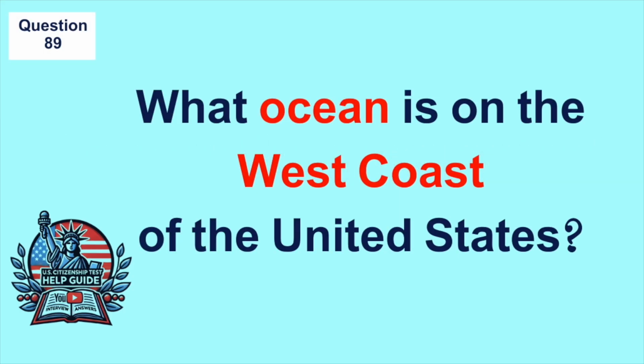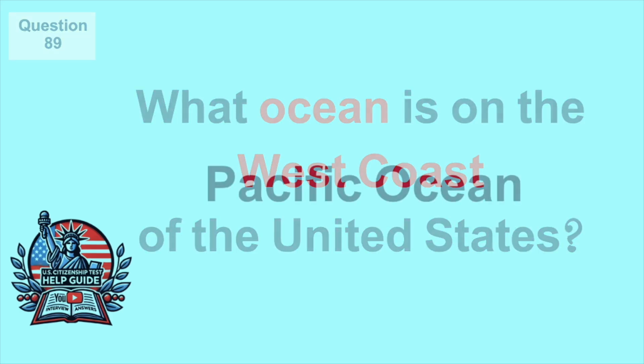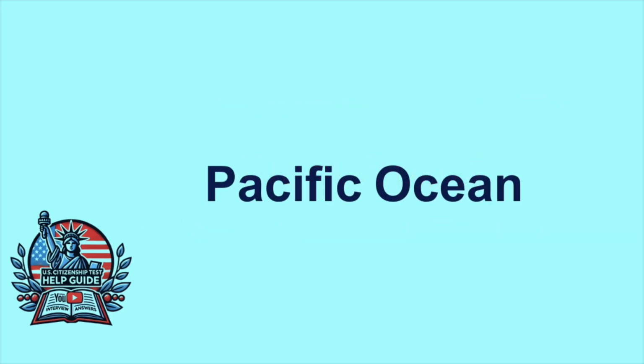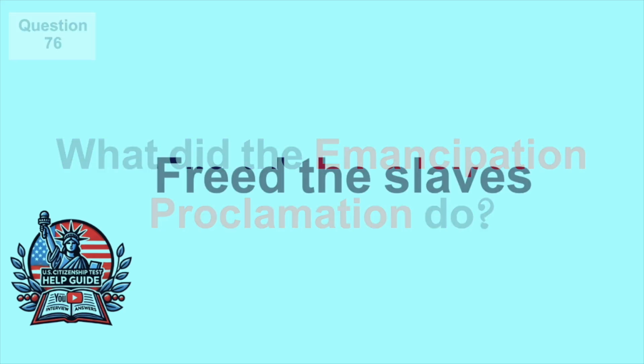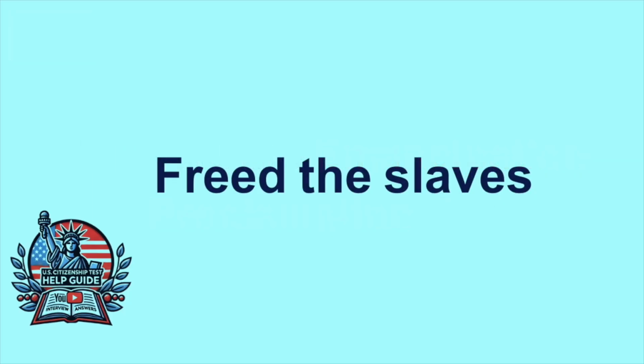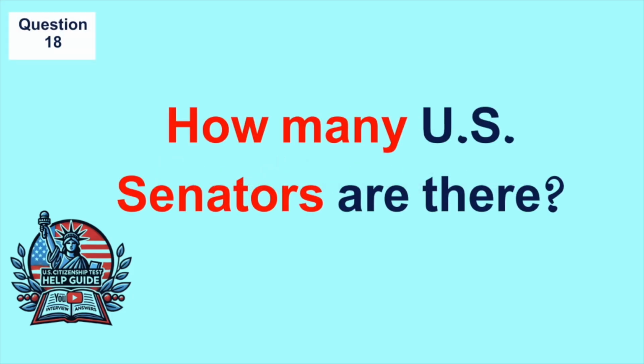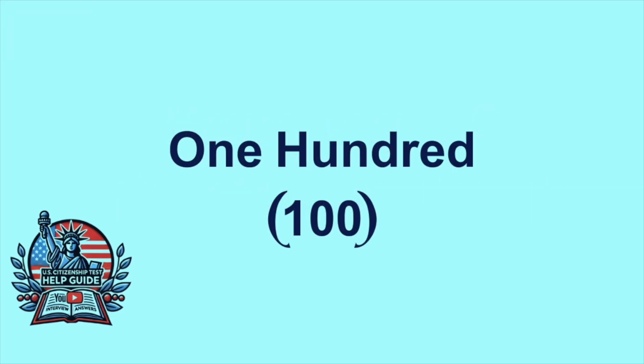What ocean is on the west coast of the United States? Pacific Ocean. What did the Emancipation Proclamation do? Freed the slaves. How many U.S. senators are there? 100.